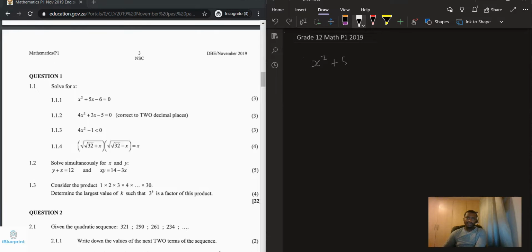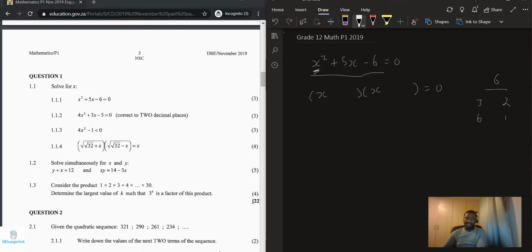You have x squared plus 5x minus 6 is equal to 0. The first thing you do is look at whether there are any common factors, which there aren't. So you have to factorize this. The factors for x squared are x times x, which gives you x squared. For 6, you either can choose 3 and 2, or you can choose 6 and 1, because 3 times 2 gives you 6, and 6 times 1 gives you 6.